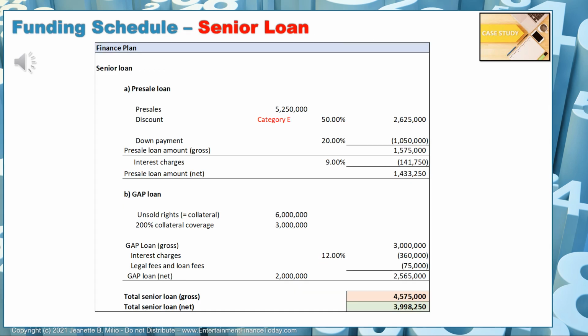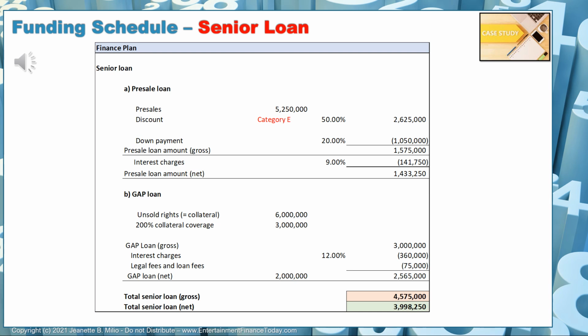In our first step, we are looking at our senior loan. This is the first item we are preparing to put together our finance plan. So here we have our pre-sales that we have made with all the distributors that have pre-bought our movie based on the script, the cast, the director, the budget, and what they believe the commercial value of the film is. They have pre-bought the rights to license the film in their respective territories, and altogether the pre-sales that we have received are summarized at $5,250,000.